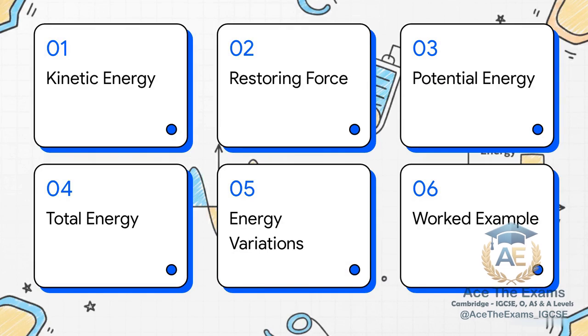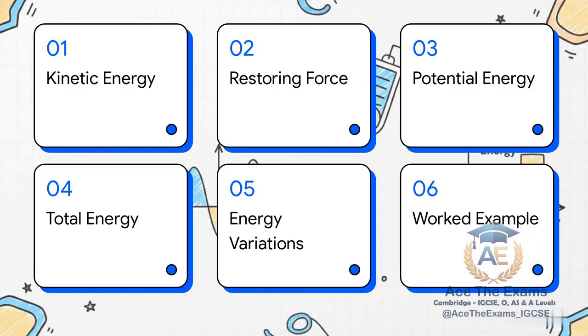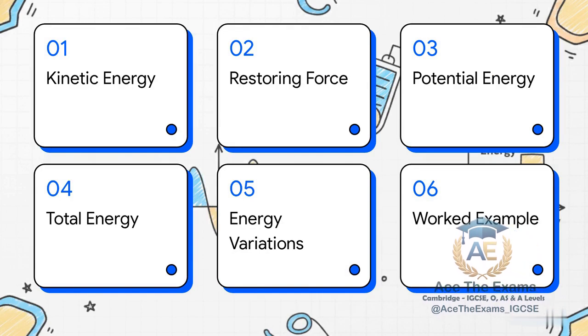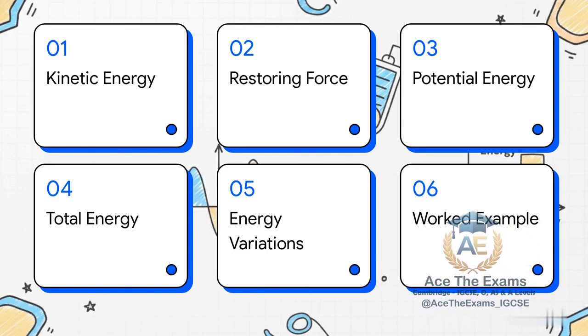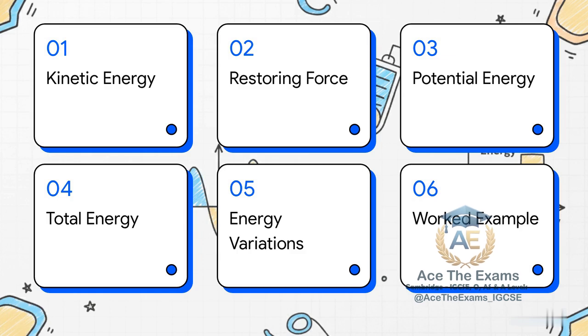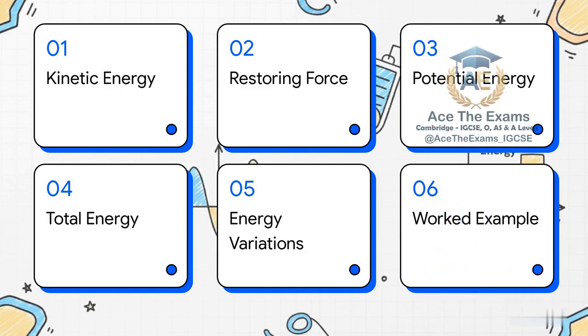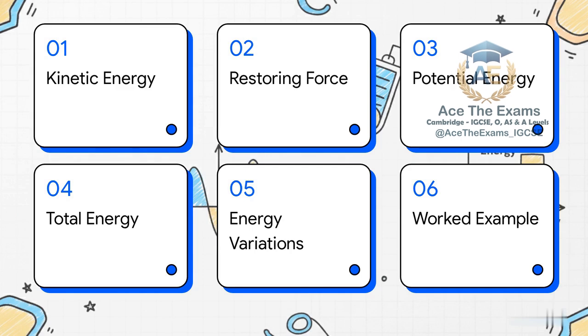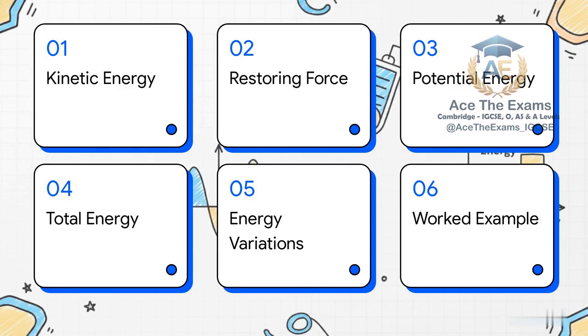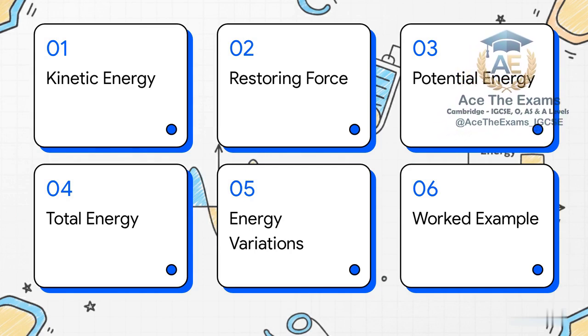Here is our strategic roadmap for today's session. First up, we'll decode kinetic energy and simple harmonic motion. Then, we look at the invisible restoring force. Third, we map out potential energy. Fourth, we combine them to prove total energy conservation. Fifth, we analyze the energy variations graphically. And finally, we will tackle a live, worked example, avoiding the common traps that cost students marks.